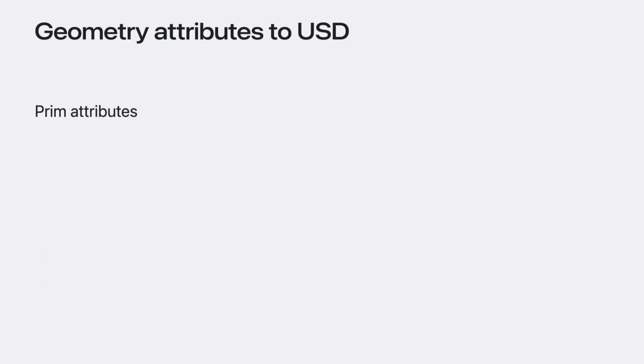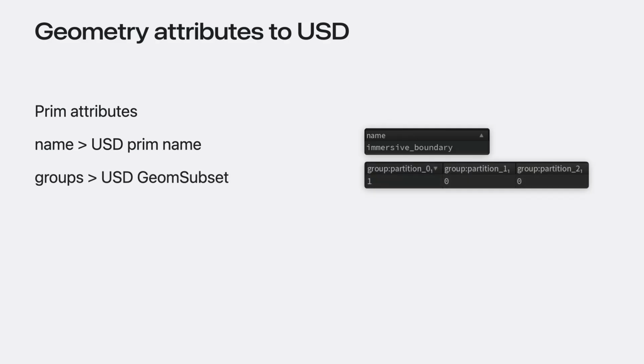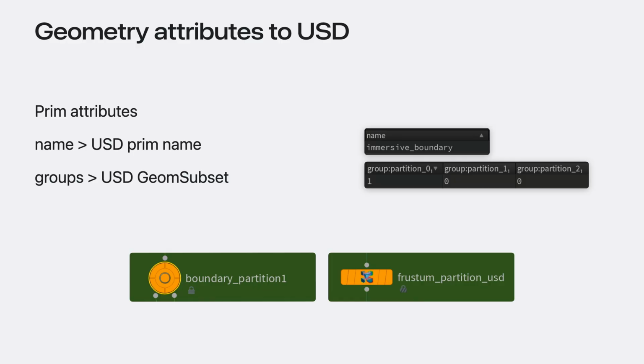For this setup, only a few attributes need to be carried forward. A name attribute becomes the primitive name in the USD hierarchy, and group assignments define the subsets used for frustum culling. The two partition HDAs have already created these groups, so they just need to be passed to the USD. With those attributes set, the rest is straightforward.